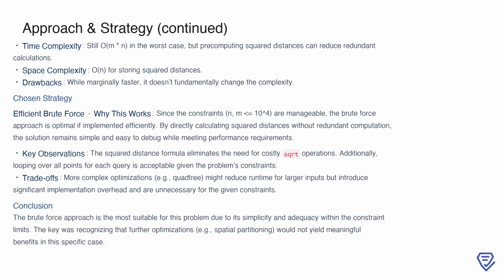One key observation is that using the squared distance formula avoids the costly sqrt operation, which would otherwise slow down the algorithm. While more advanced optimizations, such as spatial partitioning with quad trees, could reduce runtime for larger inputs, they would introduce unnecessary complexity and overhead for this problem. Therefore, the brute force method strikes the right balance between simplicity and performance, making it the ideal choice for solving this problem within the given constraints.